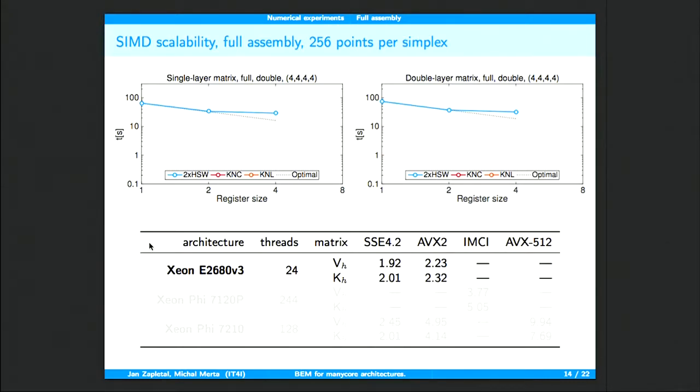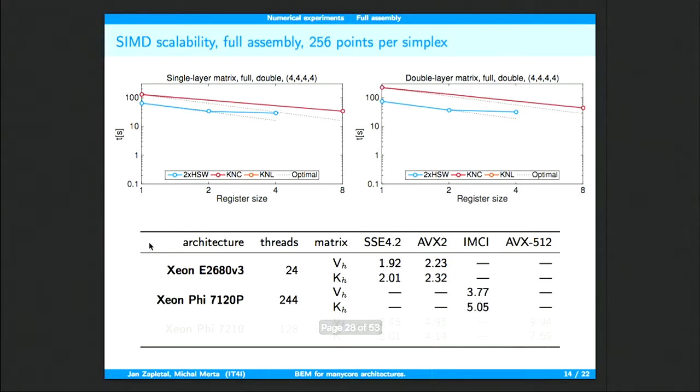And you can see that for both matrices, the scaling for the SSE is very good. The optimal here is 2. But AVX2 doesn't really help. We almost never reach better performance with AVX2 than with SSE 4.2 on Haswell for some reason. If you have a look at the KNC, then the optimal speedup would be 8 for double precision arithmetic. We can achieve like 3.8 for the matrix V and 5 for matrix K, which is quite nice.